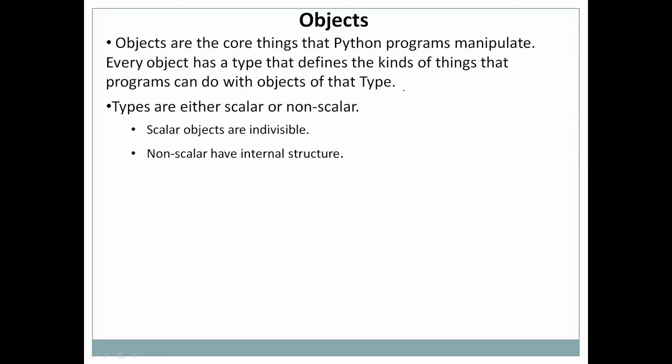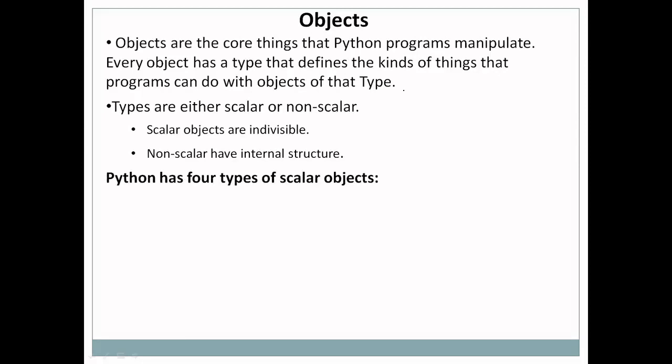Even in the case of a list, it contains multiple values, so individual values can be retrieved from the list as well. So that comes under the non-scalar type, which has internal structure. We will study scalar objects here. Non-scalar objects we will study in a later section of the syllabus.